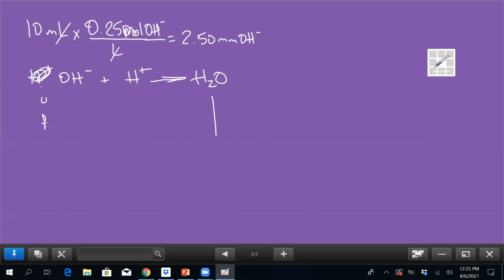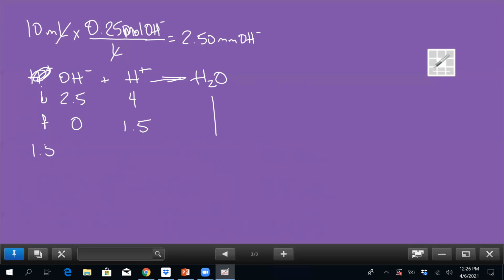We have an initial and a final because this is a stoichiometry chart. This is not an equilibrium chart. This is a stoichiometry chart because we're using millimoles. We're not using molarities. All right. How many initial millimoles of OH do I have? How many initial of H positive did I have? 4. Who's limiting? The OH again. How much of it will remain? How much of the H positive will remain?